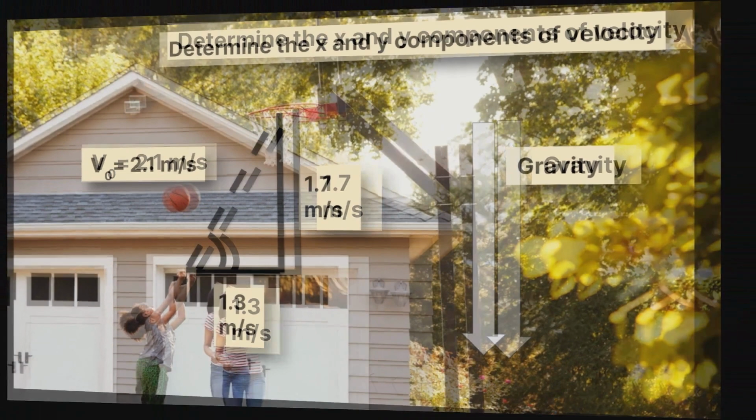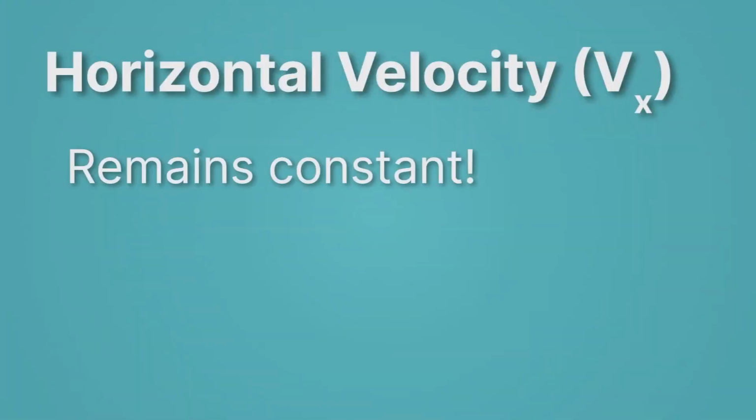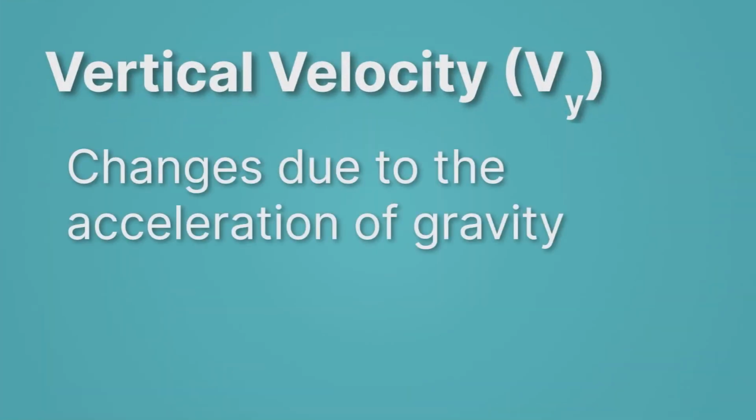Let's summarize that. So for horizontal velocity, that is v sub x, it remains constant. It doesn't change. Meanwhile, vertical velocity changes due to the acceleration of gravity. So really important to keep in mind that our velocity in the x direction isn't impacted by gravity, but y is.